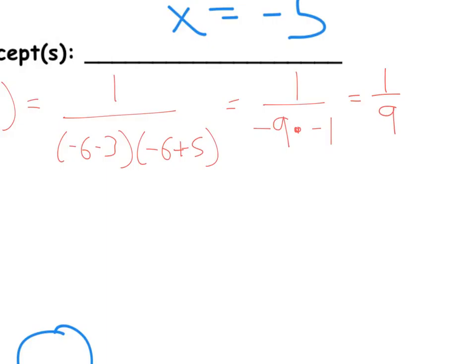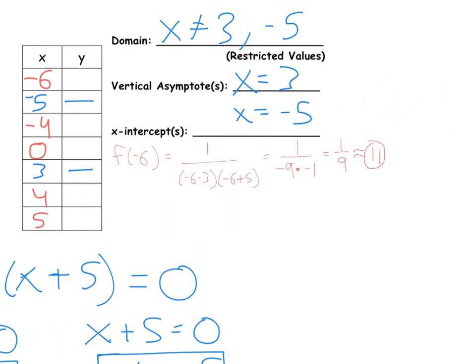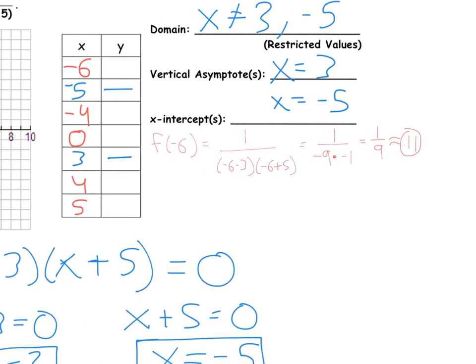And 1 over 9 is about 0.11 as a decimal. It's actually 1 repeating, but we don't have that much space. And so let's go ahead and write in about 0.11. And we're going to do the same thing for all of these x values. So our next one is going to be negative 4.